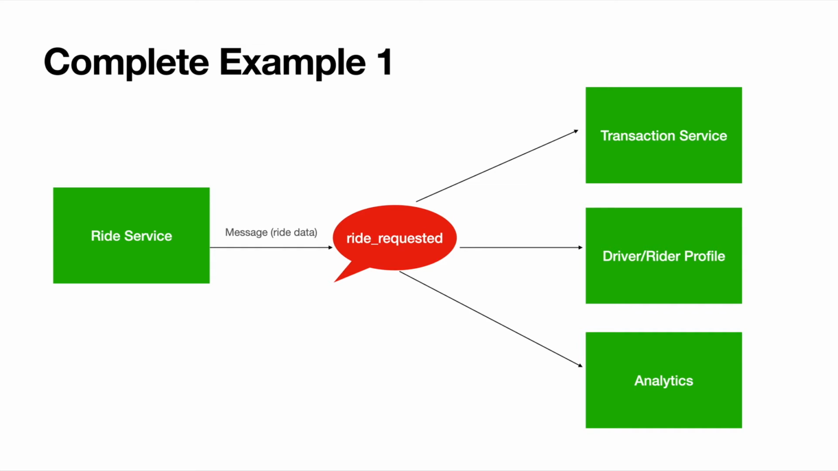So let's say the transaction service can read from the log, and whenever there's a ride requested, it can calculate how much the cost is and then charge the user accordingly. The driver or rider profile can just add more details to the profile of the riders that requested the ride. And there can be an analytics service that, every time there's a new ride, is doing some kind of analysis. So all these are happening independently, even though they're all dependent on the same Kafka topic. So you have a very easy decoupling situation with Kafka.